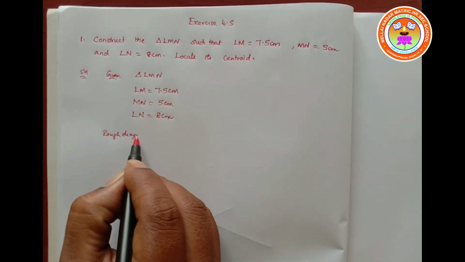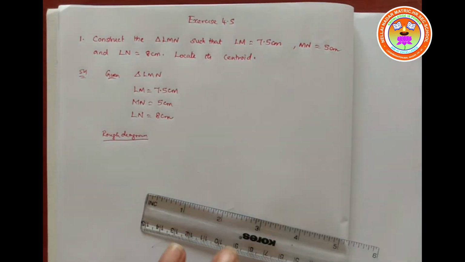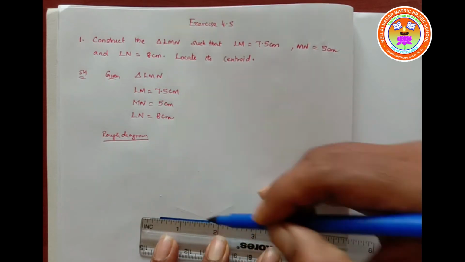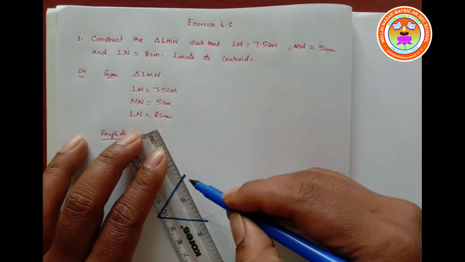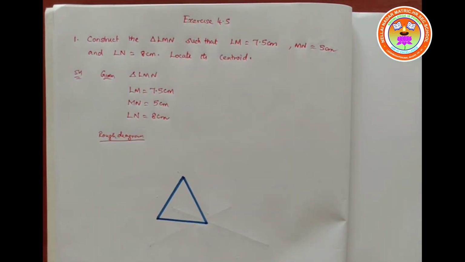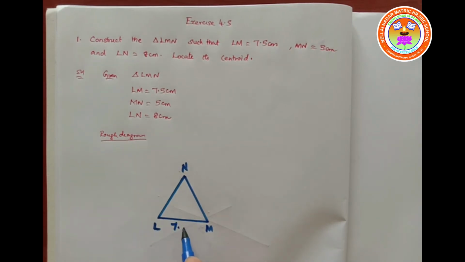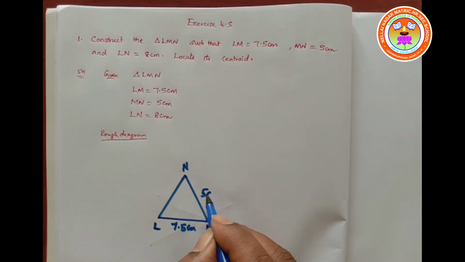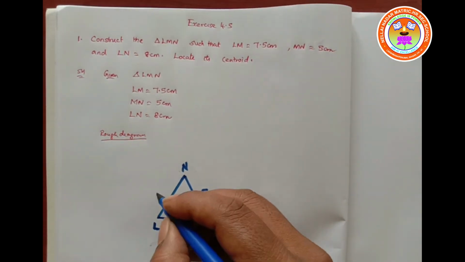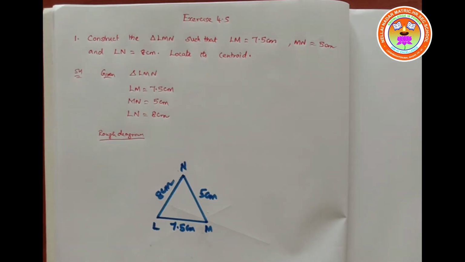Rough diagram. So draw a triangle, children, L, M, N. LM is what? 7.5 centimeters. MN is 5 centimeters. LN is equal to 8 centimeters. It's clear, children? 3 sides of a triangle were given.